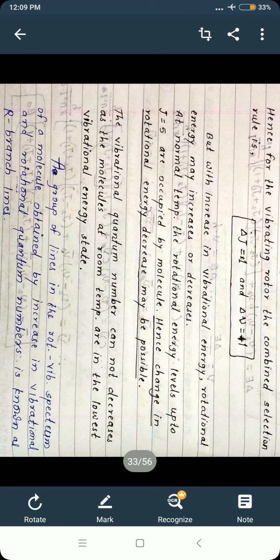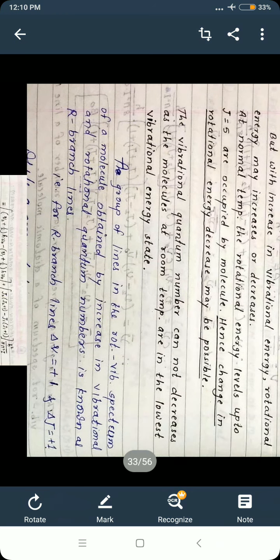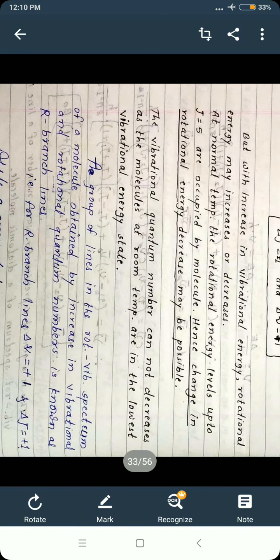Then, as per this selection rule, two groups of lines are possible. That is, the group of lines having Δv = +1 as well as ΔJ = +1. That group is known as R branch lines.